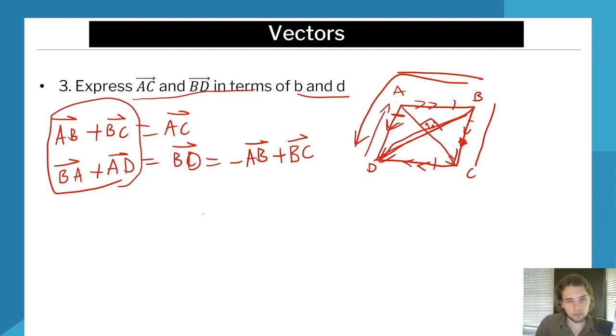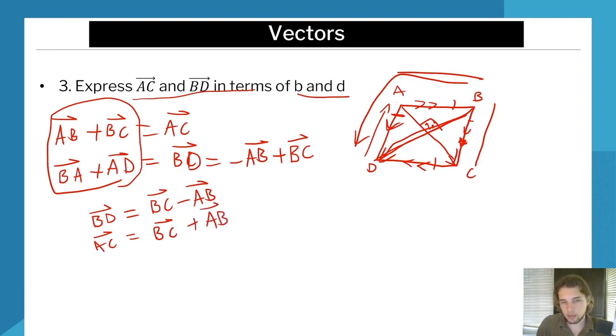Now, where we are now, we have these two seemingly related terms, because we have B to D equals B to C minus A to B, and A to C equals B to C plus A to B. So we can immediately see we're probably getting somewhere in relating these using the dot product. Now that we have these two lines, let's dot product them together.